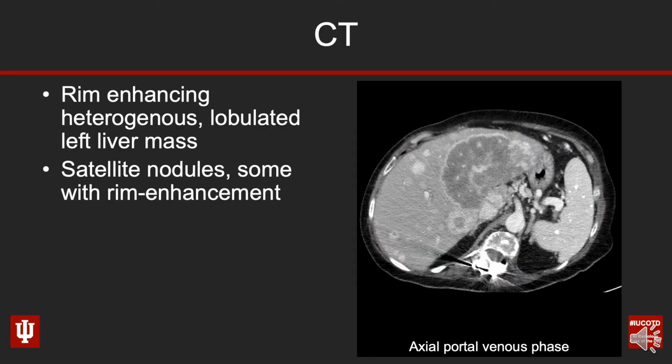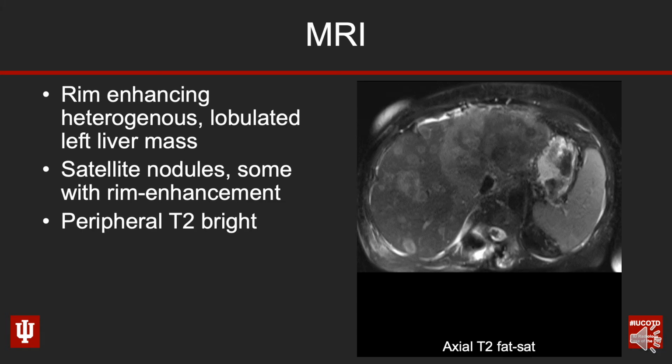On this contrast-enhanced CT during the portal venous phase, we see a large rim-enhancing, heterogeneous, lobulated liver mass. There are also numerous satellite nodules, some of which demonstrate more of a peripheral rim of enhancement. On T2 imaging, the mass is T2 bright mainly along the periphery and does not appear to be centrally cystic or necrotic.